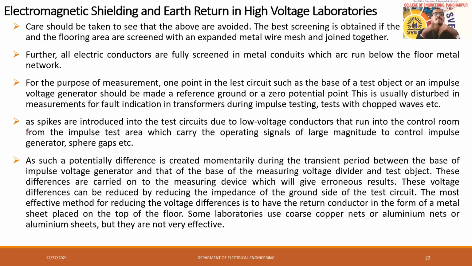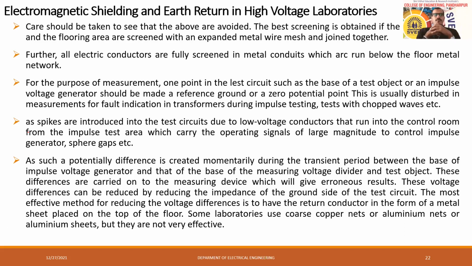Likewise, there may be some kinds of spikes, and there is a control room where we do the testing of the impulse circuits, and it should have operating signals where there will be a large magnitude to control the impulse generator. Whatever potential difference is generated between the earth and the test object should go to the ground, or be raised to zero potential as early as possible. If that is possible, then your impedance will be reduced and it becomes a ground standard test circuit.